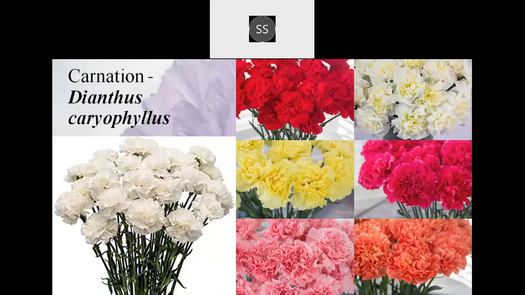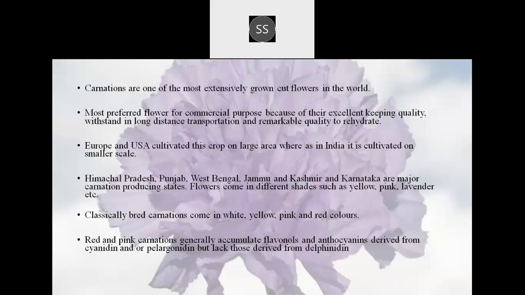These are the carnation flowers. Scientifically, carnation is known as Dianthus caryophyllus. And we can see here different shades, which occur naturally. Carnations are one of the most extensively grown cut flowers in the world, the most preferred flower for commercial purposes because of their excellent keeping quality, ability to withstand long distance transportation and remarkable ability to rehydrate.